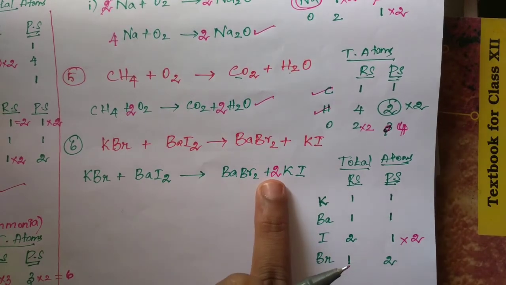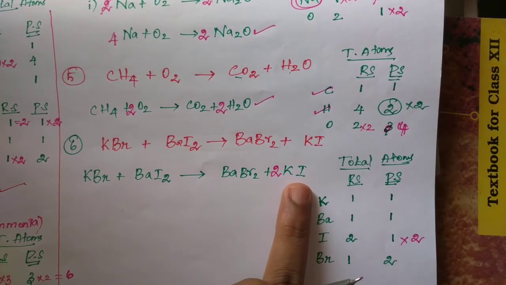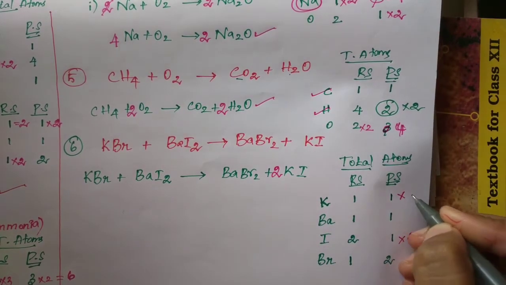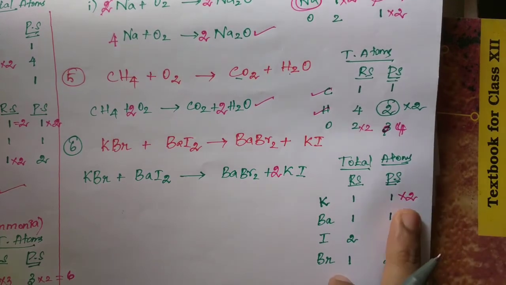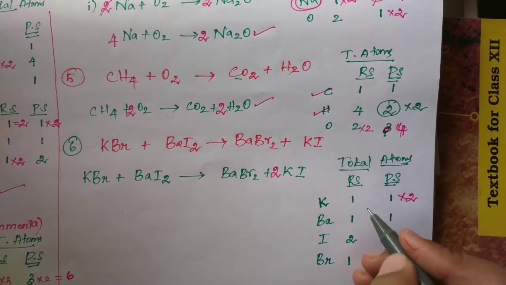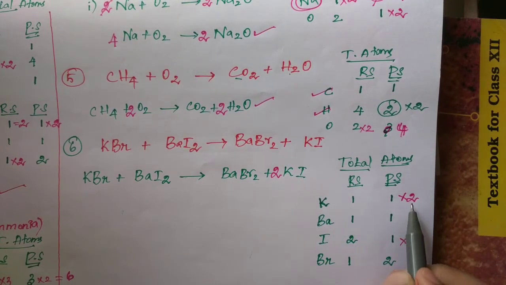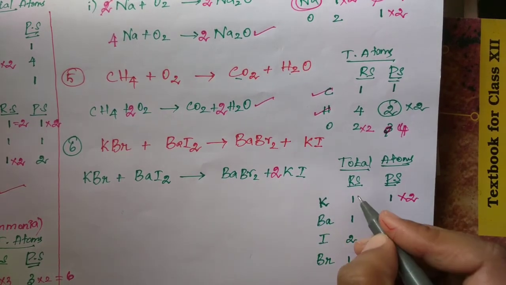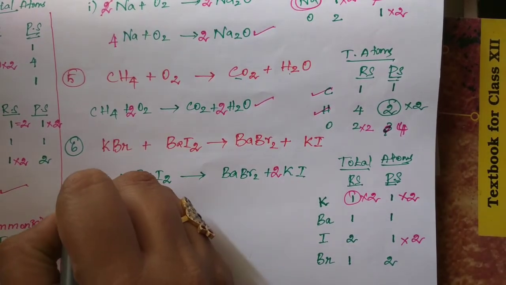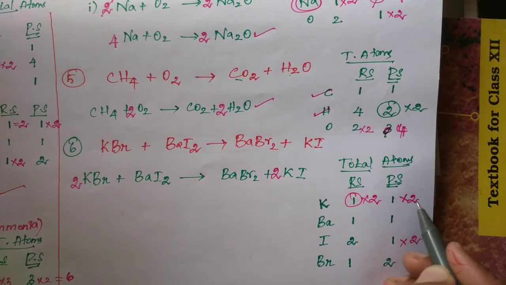But this 2 is common for potassium and iodine, not only for iodine. Now potassium also increased in product side. See, now potassium also increased. So 2 here. So now balance potassium. Product side 1, product side 2, reactant side 1. So on reactant side again you have to multiply by 2. So this also 2. Clear? So now potassium also balanced.